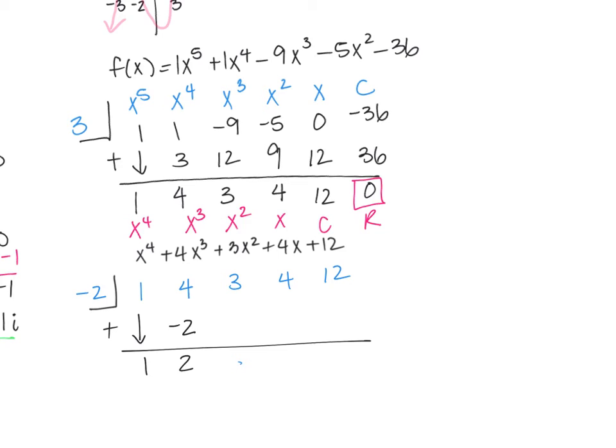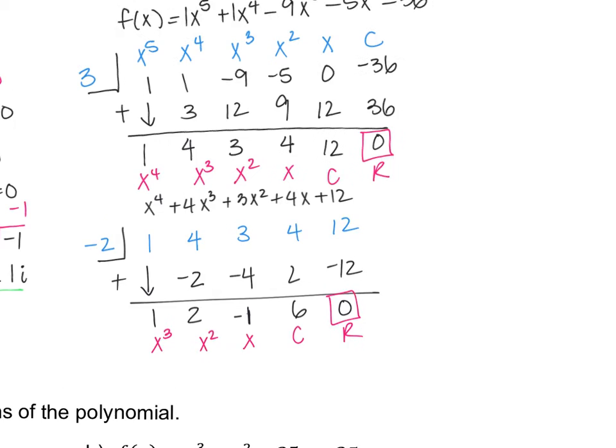2 times negative 2 is negative 4, so this makes it a negative 1 if I add. Negative 1 times negative 2 is a positive 2, so that will add to be 6. And then 6 times negative 2 is, of course, negative 12. So when I add them, I'll get 0. And again, my remainder shows that this negative 2 is a real solution. So this is a constant, x squared, x to the third. Now I'm down to x to the third.